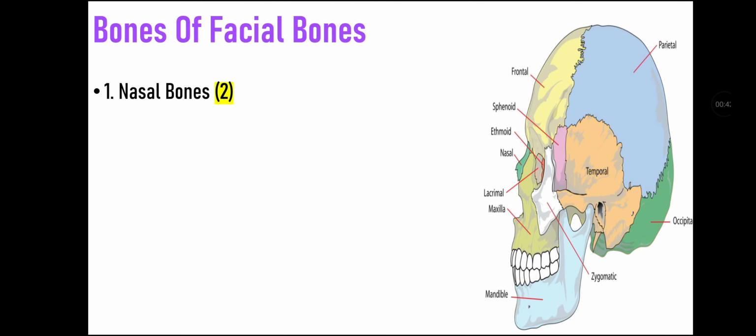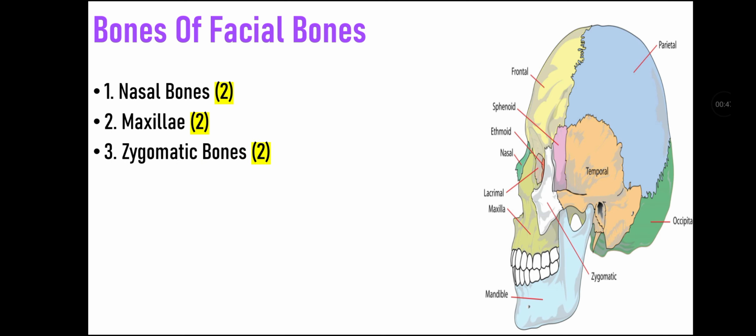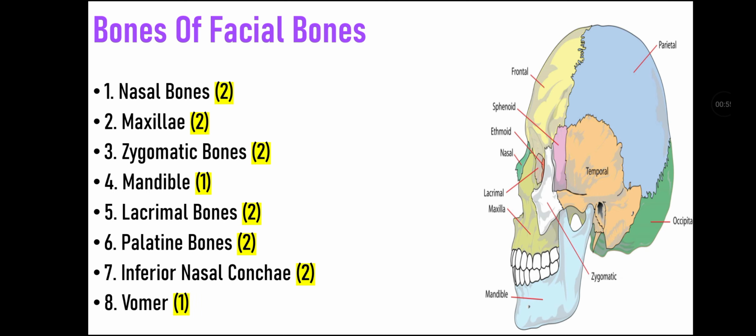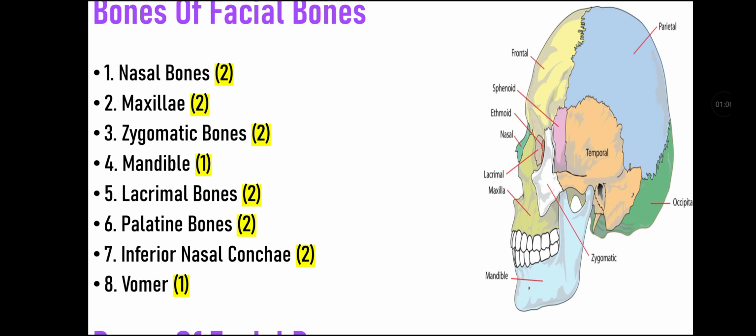Now let's talk about the bones of the face. There are two nasal bones, two maxilla, two zygomatic bones, one mandible, two lacrimal bones, two palatine bones, two inferior nasal conchae, and one vomer. All of these combine to form 14 facial bones. As you can see here in the diagram, these bones are there. And now let's talk about these bones one by one.